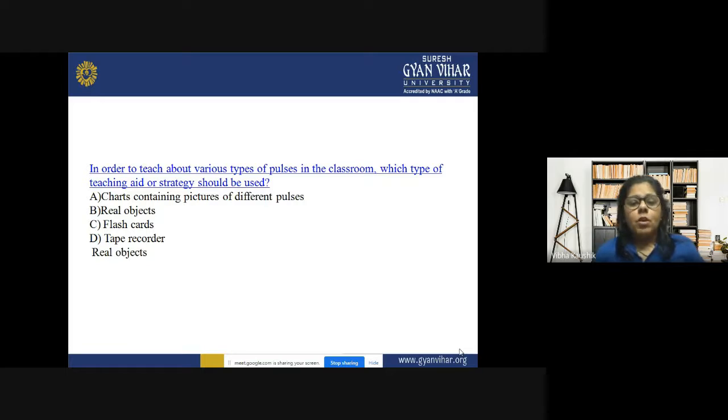Now what will be the correct answer? Yes, the correct answer will be option B, that is, real objects. Now why real objects? Because it is easy for the teacher to take the pulses into the classroom, and with the help of the real objects the learning of the students will be concrete. They will take interest and their learning will be permanent.